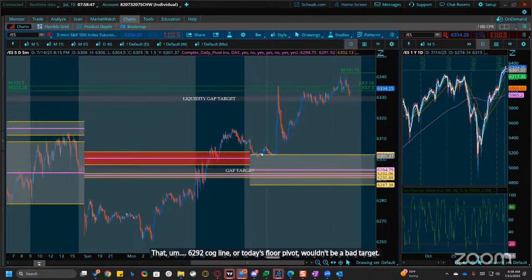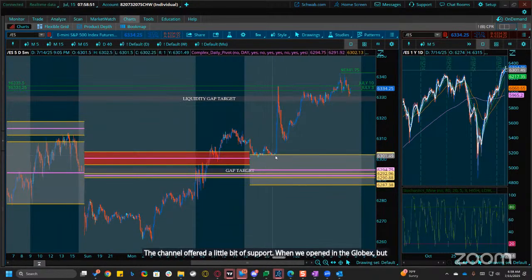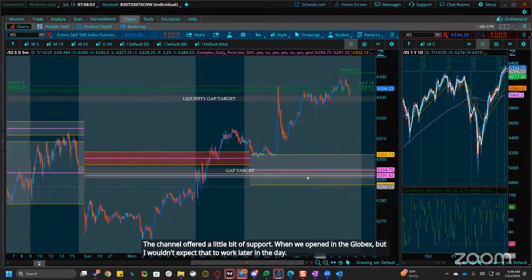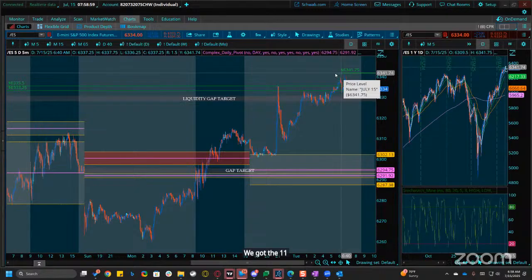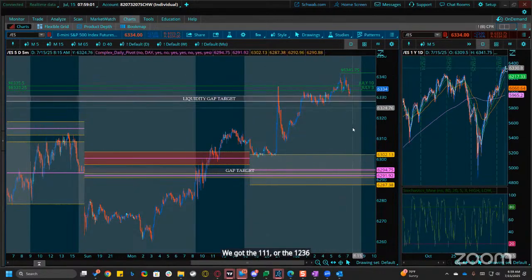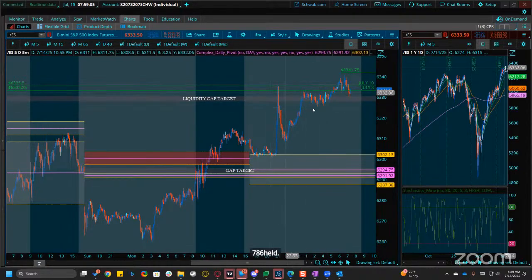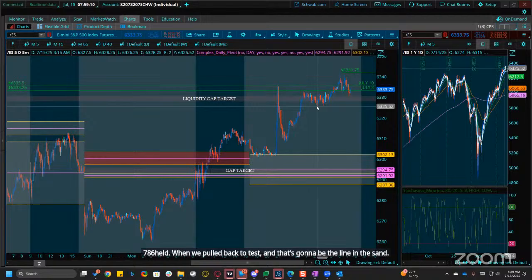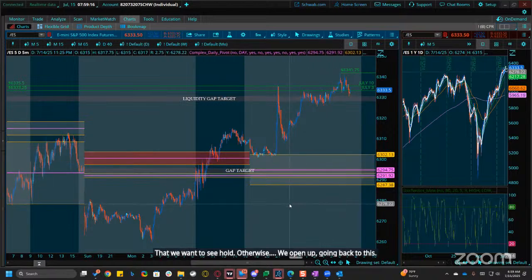The channel offered a little bit of support when we opened in the Globex, but I wouldn't expect that to work later in the day. And if we measured this run that we got from the Asian Open, we got the 1.11 or the 1.236 on the breakout. We've already rejected that. The .786 held when we pulled back to test, and that's going to be the line in the sand that we want to see hold. Otherwise, we open up going back to this channel down here.